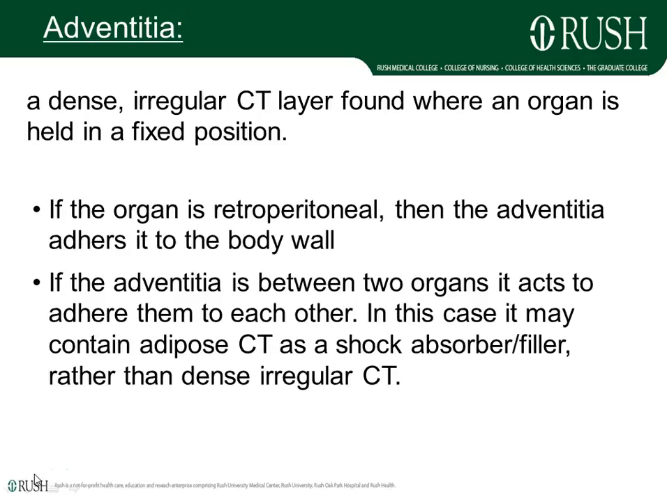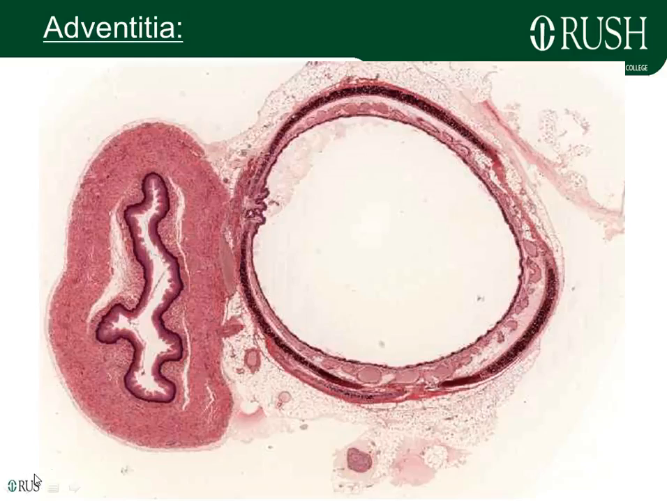So in that case, it may contain adipose connective tissue, which acts as a shock absorber and filler rather than primarily dense, irregular connective tissue. Here's an example of adventitia.